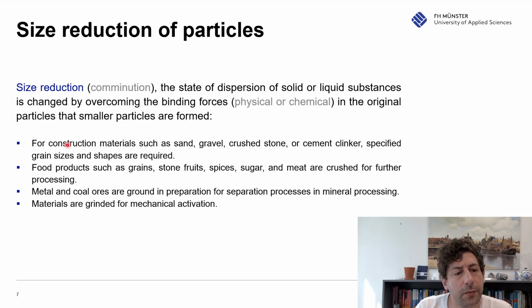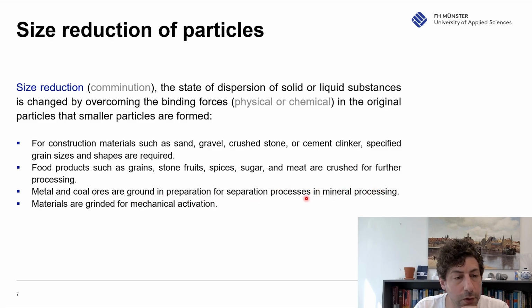And you have to think, because if we talk about construction materials, where we have sand, gravel, crushed stone, cement, clinker, and so on, we have specified grain sizes which are required. So the industry, the government gives us sizes we have to achieve. So we have to do it by the requirements. Food products, for example, such as grains, spices, sugar, meat, and so on, are normally crushed for further processing, so that we can do more with them, that we still can, for example, extract the cacao from the fruit, right? Metal and coal ores are ground in preparation for separation processes.